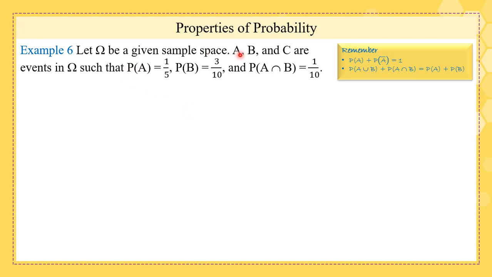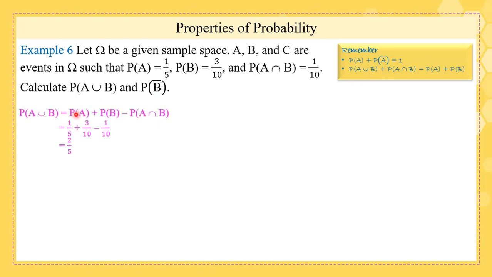Omega is a sample space. A, B, and C are events such that P of A, P of B, and P of the intersection are given. The question is to find the probability of the union, so we use the second property. The union is P of A plus P of B minus the intersection, so it would be 2 over 5. Now P of B bar, we use the first property. It's 1 minus P of B, which is 7 over 10.